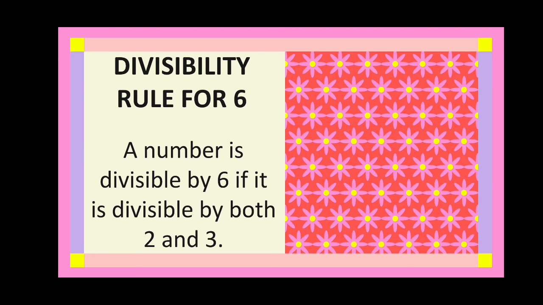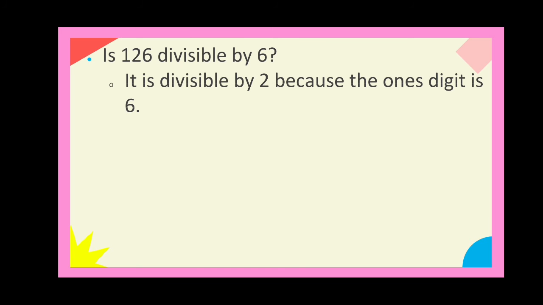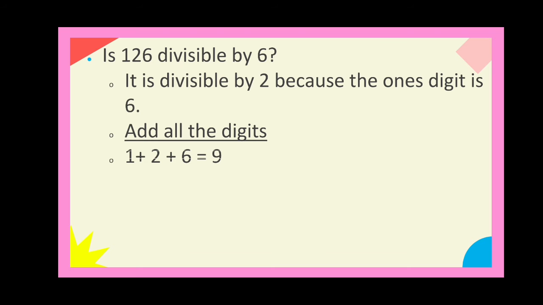Let's have some examples. Is 126 divisible by 6? So, ang unahin nating i-check ay kung divisible siya by 2. Ano ang ones digit? Okay, so the ones digit is 6. Therefore, it is divisible by 2. Now, since divisible siya by 2, i-check naman natin kung divisible din ba siya by 3. So, let's add all the digits. We have 1 plus 2 plus 6 equals 9.